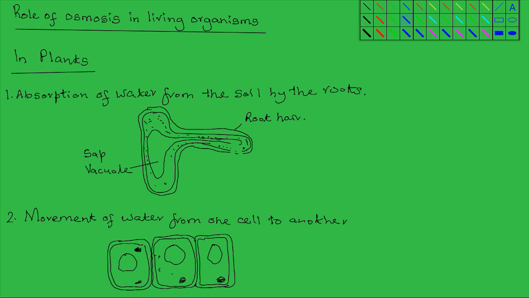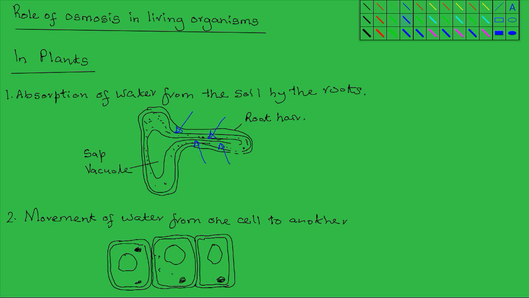Remember, the root hair cells have solutes in the sap vacuole that raise osmotic pressure, such that the osmotic pressure of the root hair cells is higher than that of the surrounding soil solution. This is what facilitates the absorption of water from the soil solution into the root hair cells.